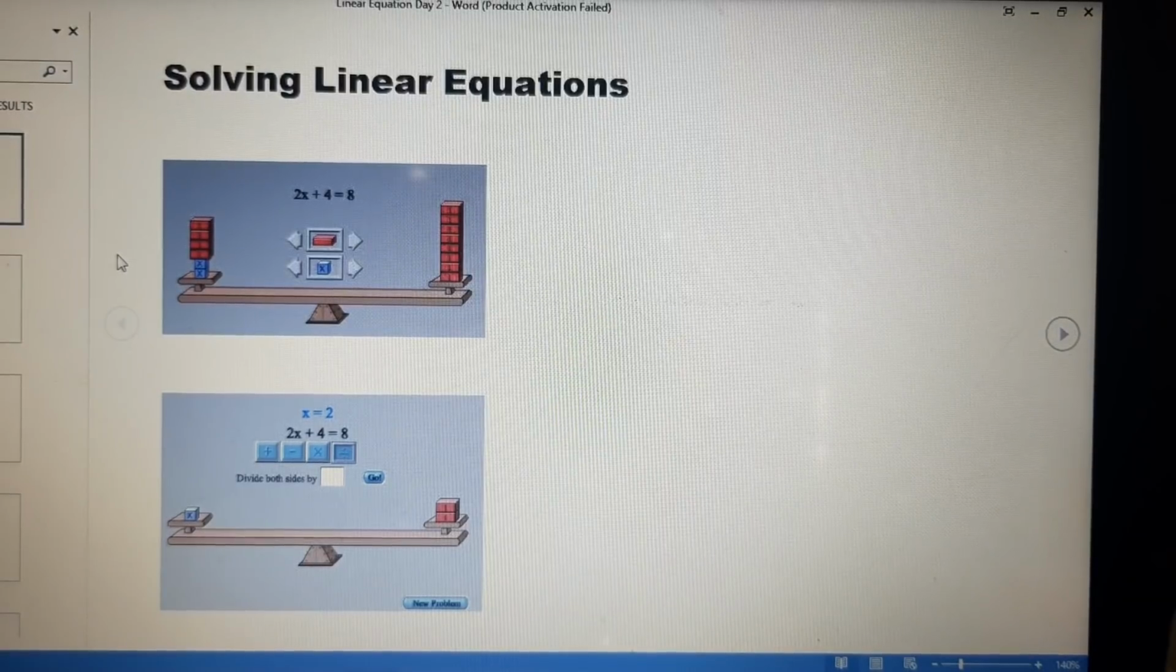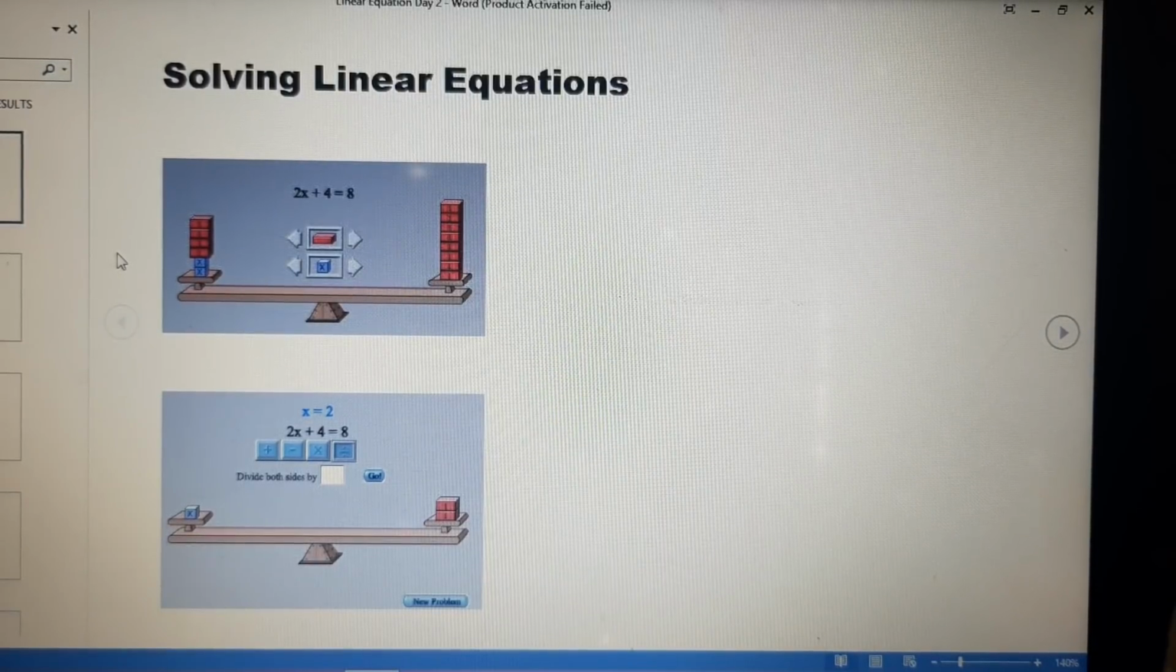Good morning, children. We are going to continue with the same chapter, linear equations.